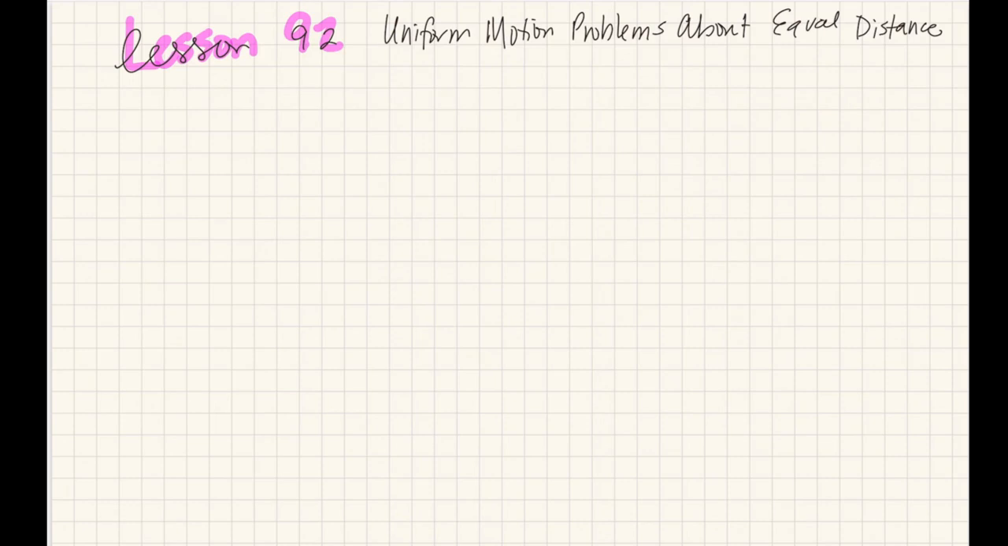Today we are going to be doing lesson 92, uniform motion problems about equal distance. So we saw these equations in lesson 79, but now we are going to put word problems behind them. So if we have the rate of F times the time of F is equal to the rate of E times the time of E.